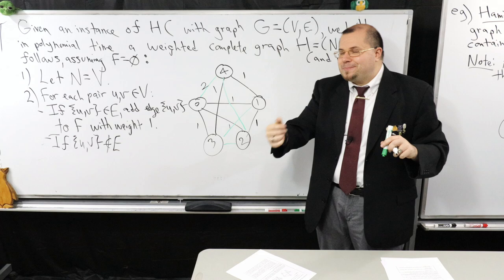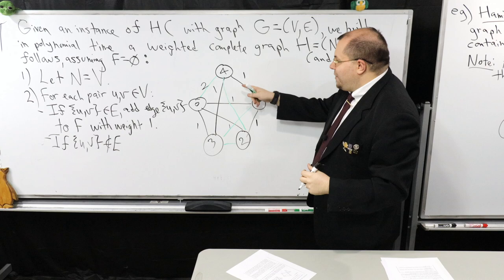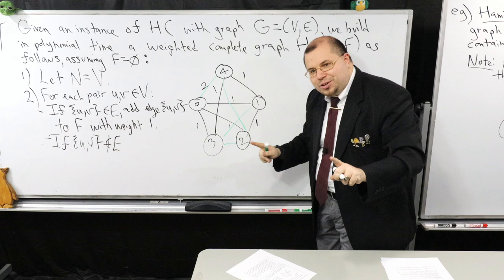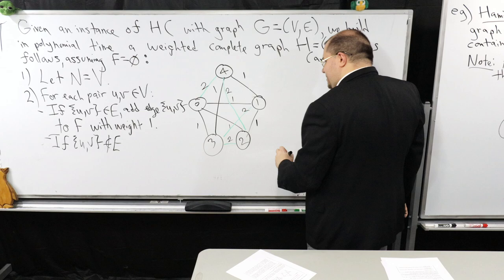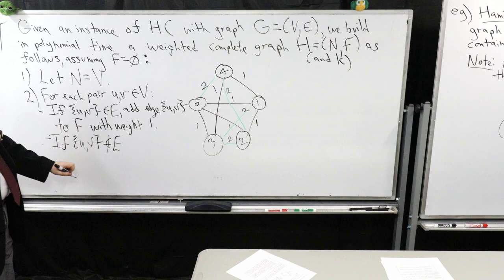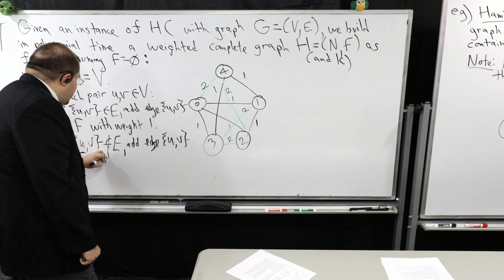We're trying to make it so that if I then use an algorithm based on TSP and pick one of these bad edges, I know that there cannot be a Hamiltonian cycle if it's too long. Does everybody see that? So I'm going to assign 2s to all of these. And that's also what I'm going to say over here: if this is not in G, you're going to add this edge to F, and we're going to make its weight 2.